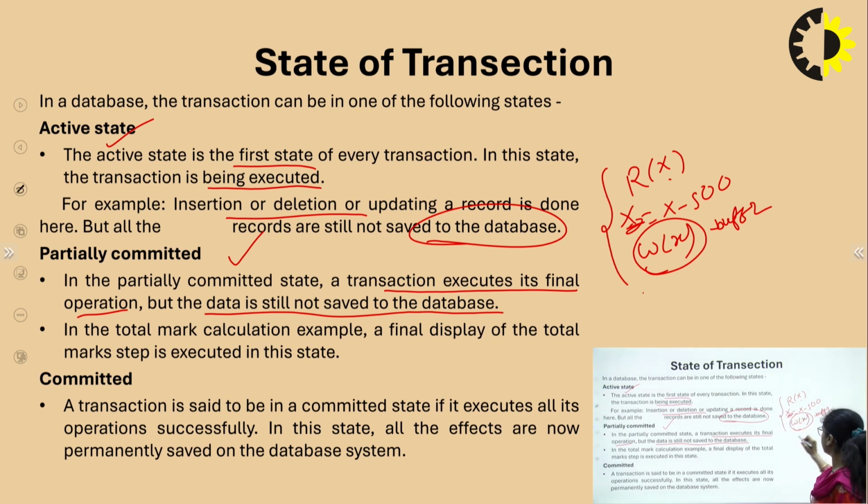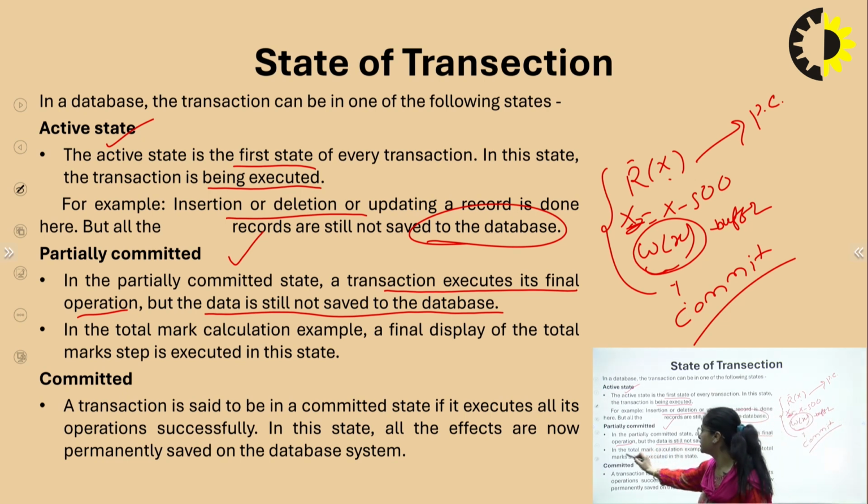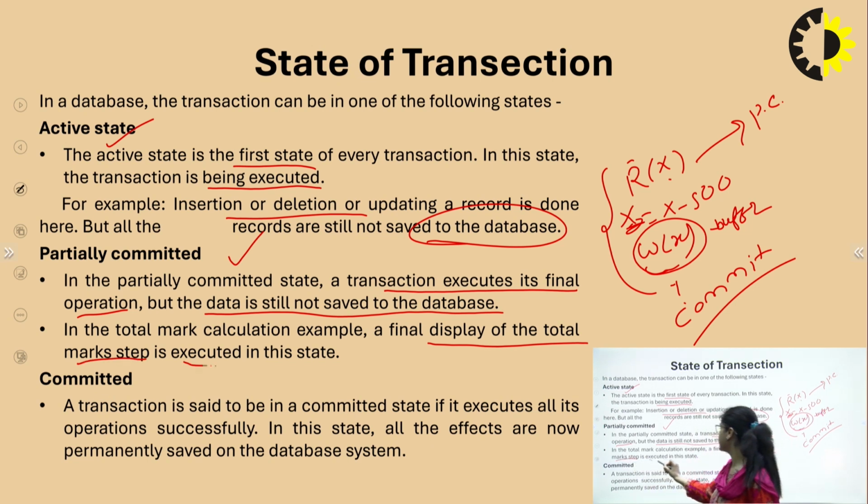This state is called the partially committed state. It remains the partially committed state until and unless I write here the commit operation. So until W of X, the transaction is in the partially committed state. In the total mark calculation example, the final display of the total mark step is executed in this state.